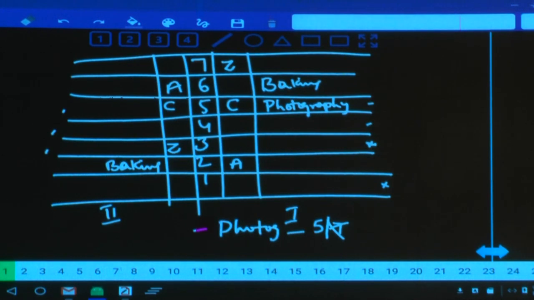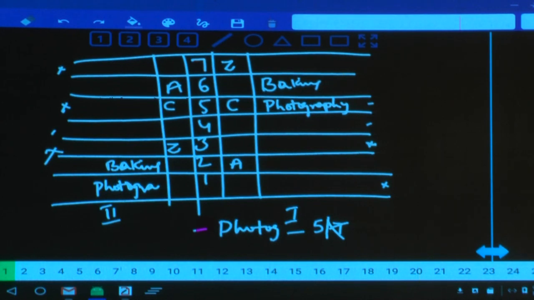Then coming to case 2, this photography cannot be on the 7th floor, cannot be on the 5th floor, because both of these are adjacent to this A. Hence photography can be either on the 3rd floor or on the 1st floor. Out of which 3rd is also not possible, because 3rd is Z, and Z is not participating in photography. And this person who is participating in photography must stay on the 1st floor in case 2. Done with this?